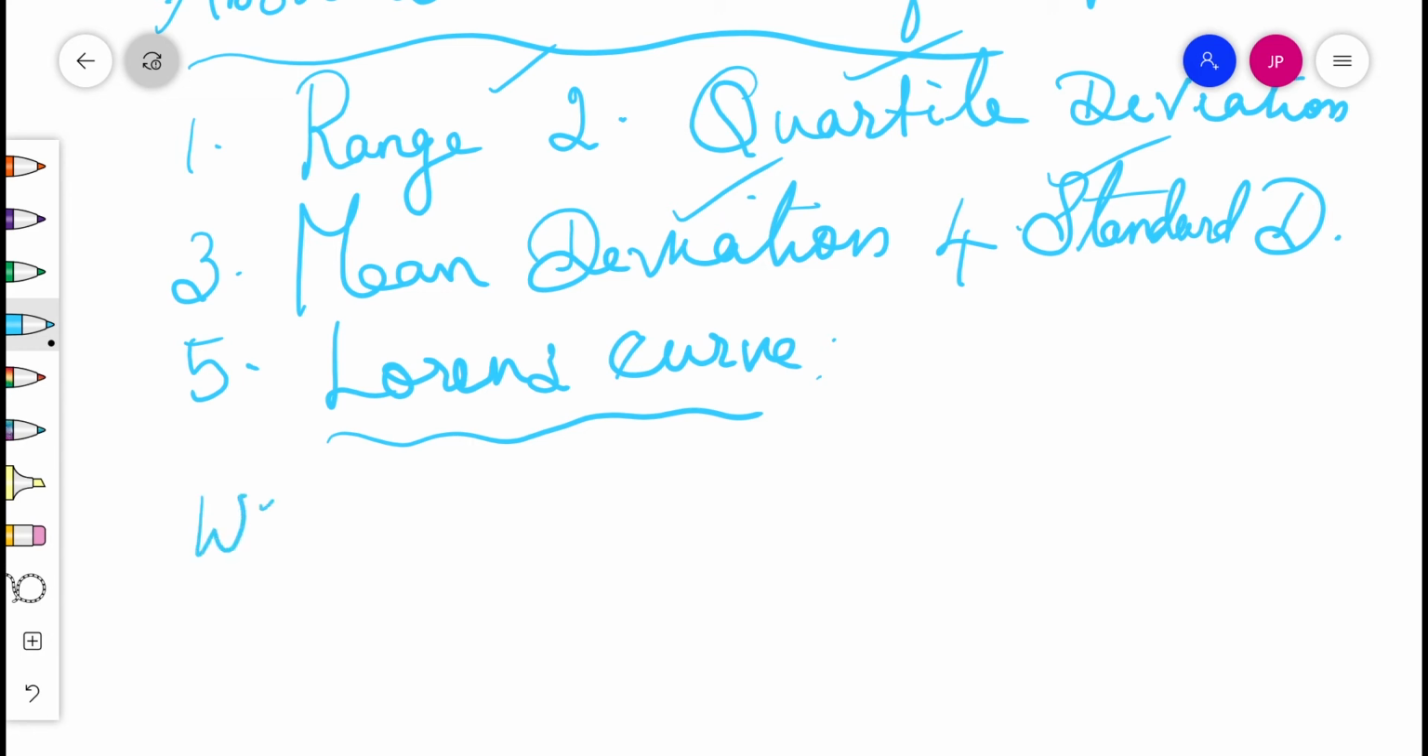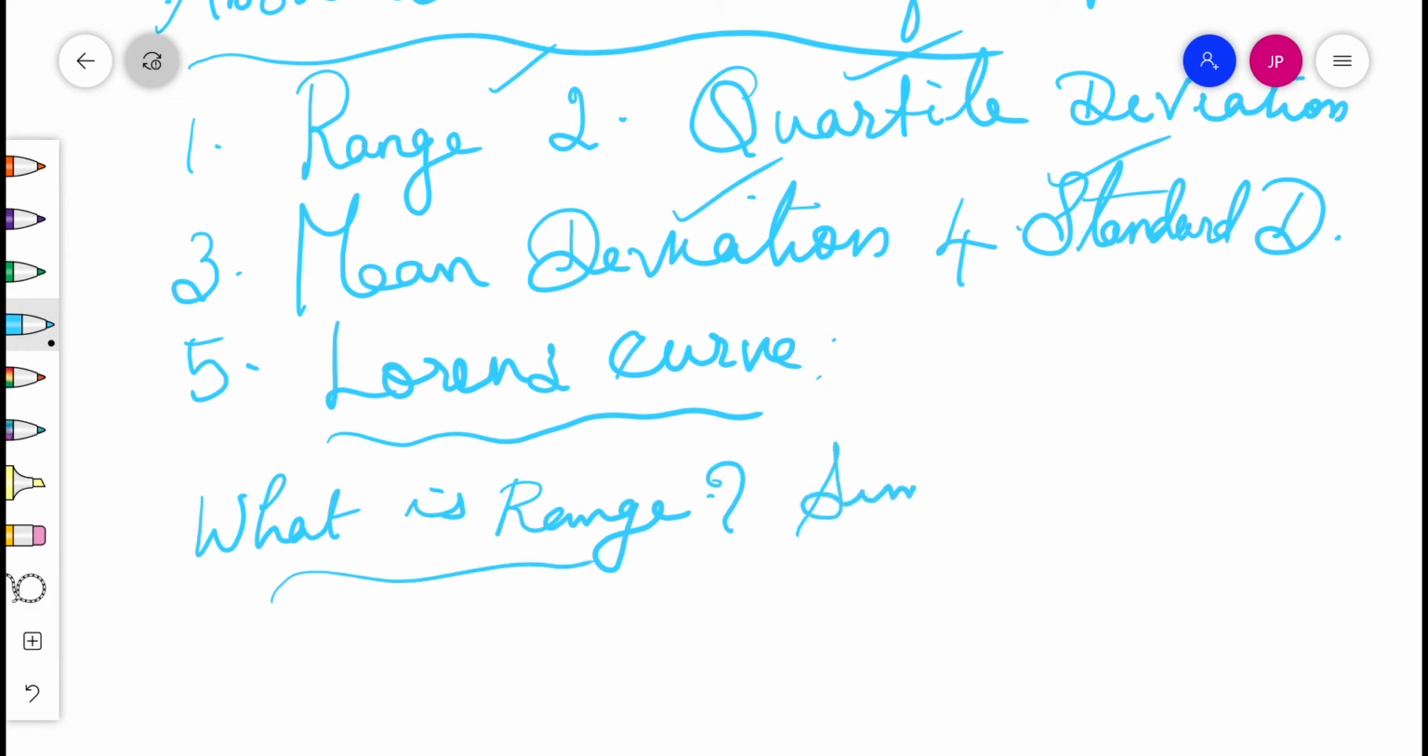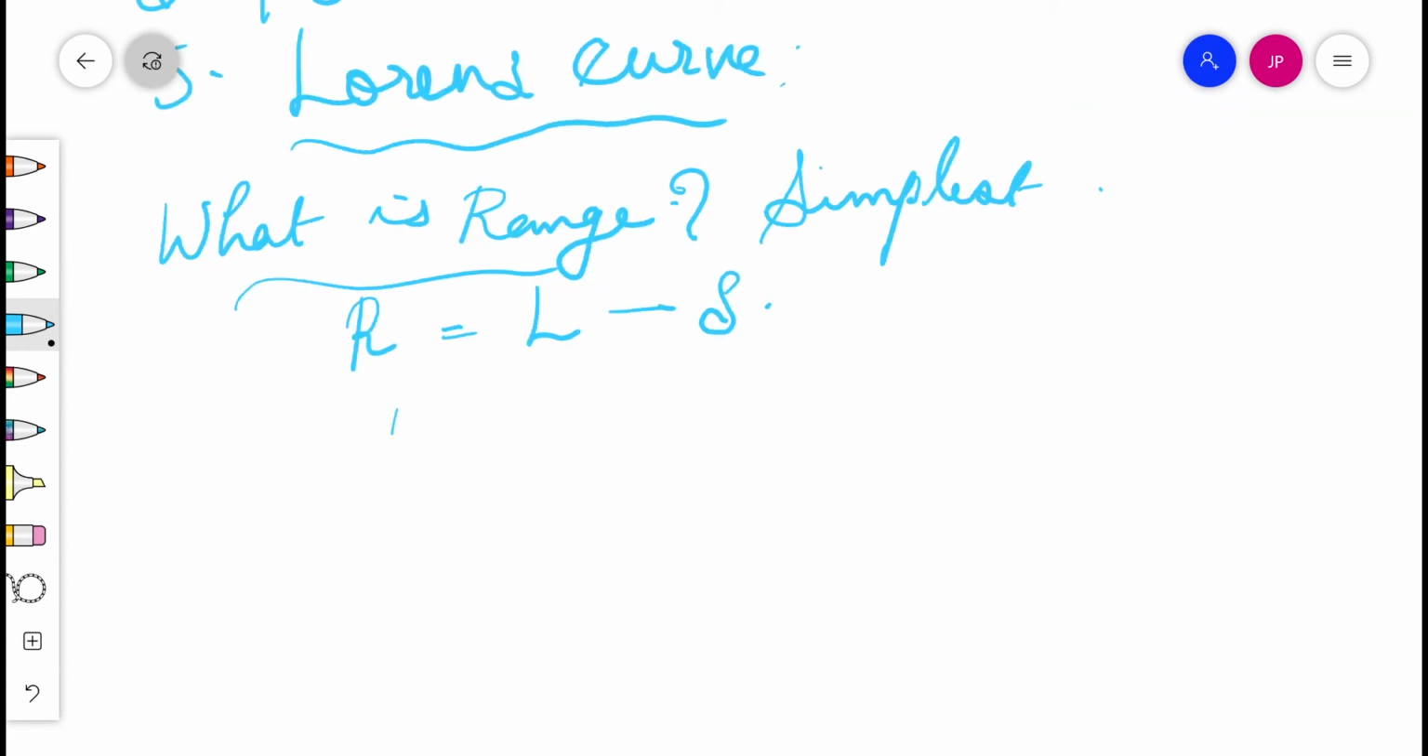So the next question is, what is range? Range is the simplest measure of dispersion, and it is the difference between largest and smallest value of the distribution. Largest item minus smallest item. Range equal to L minus S.